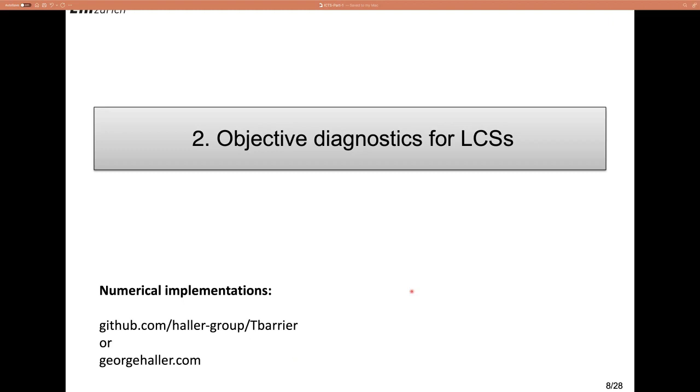Sorry, George. Go ahead. There is a question on the chat. The question by Mukesh is: is material objectivity the same as material invariance?